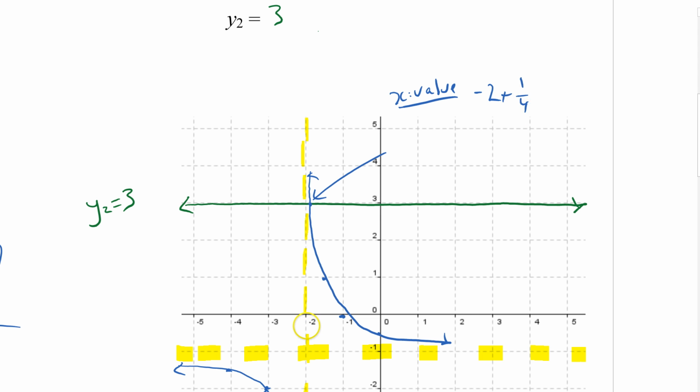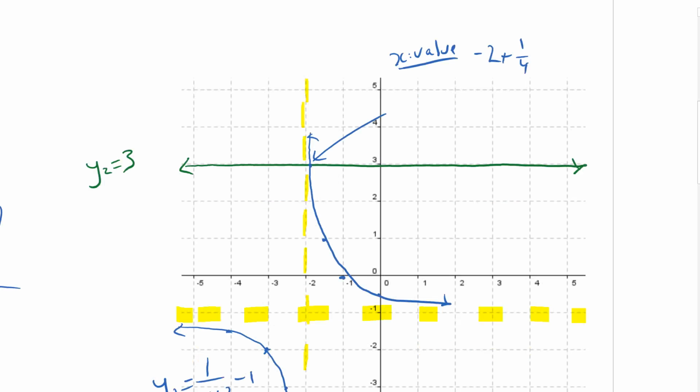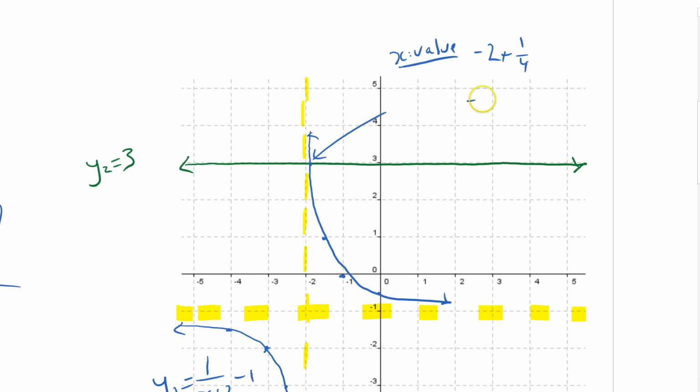So because this vertical asymptote is at negative 2 and I went to the right 1/4 of that, if I was to put that together, I guess that would be negative 8 over 4 plus 1 over 4, which would be equal to negative 7 over 4.